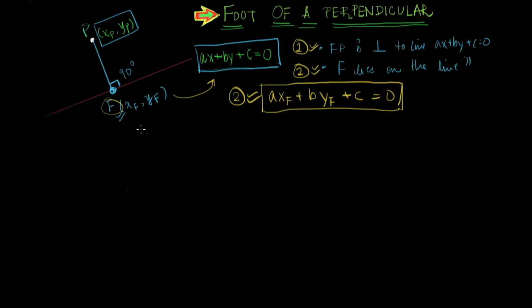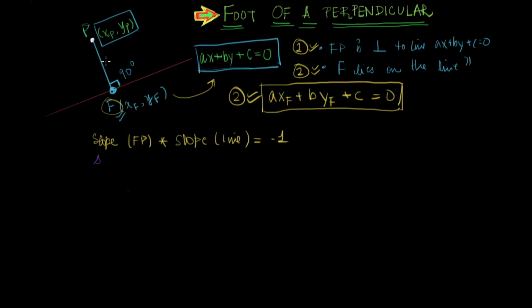first point. Well, it says FP is perpendicular to the line ax plus by plus c. Therefore, if any two lines are perpendicular, then the slope of FP multiplied by the slope of the line should be equal to -1. This is what we know about perpendicular lines. And using that relation, what we can do is evaluate the slope of FP and relate it to the slope of the line.